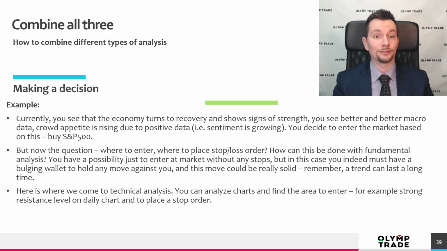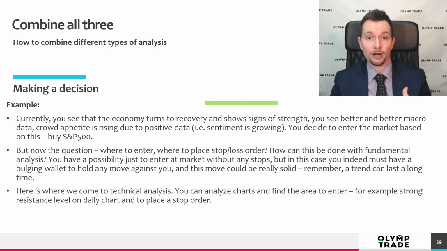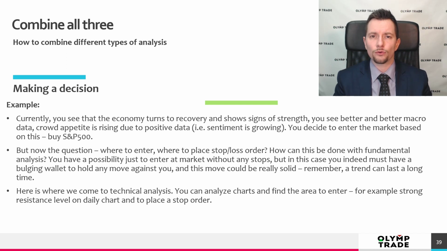Now, let's put all of this together in a very clear picture so that you understand. Let's imagine that you see the economy turning around and recovering and showing strength and growth and prosperity in the near future. So you dig deeper and you start to analyze the macro data. Crowd appetite, i.e. sentiment, is rising due to the positive data. More people are investing in stocks. You can get that information from your broker or from the stock exchange itself. Both NASDAQ and the New York Stock Exchange provide these numbers of sentiment. And then you can decide to enter the market.